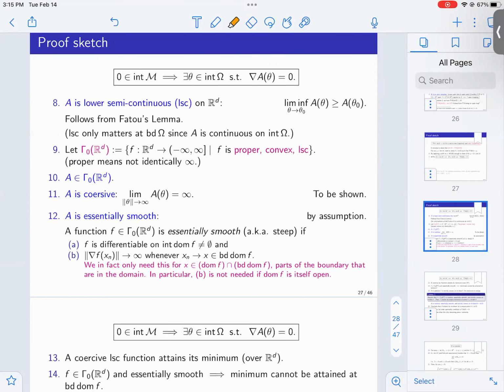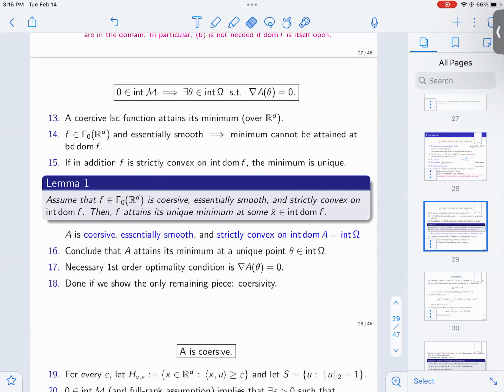But the facts that we talked about show that A has a lot of interesting properties. The log partition function is always lower semi-continuous. It's going to be coercive. Coercive means it goes to infinity as theta goes to infinity if the domain allows. And it's convex. It's proper, which means it's not infinity. Essentially smooth means that if there's a boundary, when it hits the boundary, the derivative blows up to infinity. That's again a technical condition. In any case, you end up proving that it has all these interesting properties, so it has a unique minimum within the interior, and then you're done.